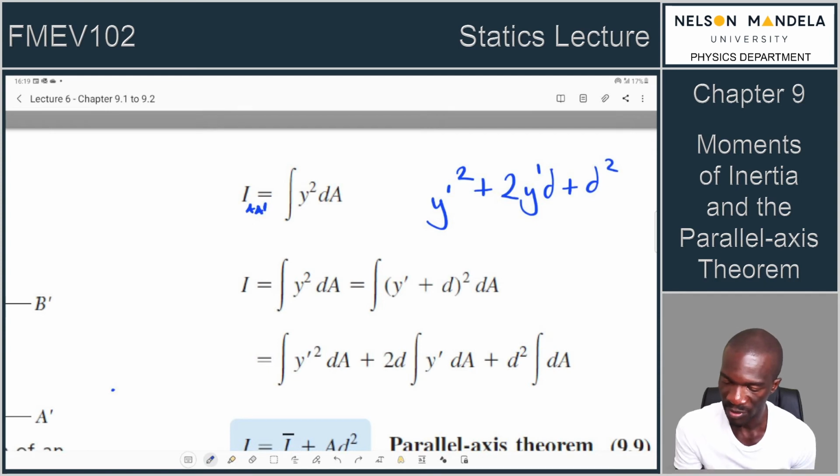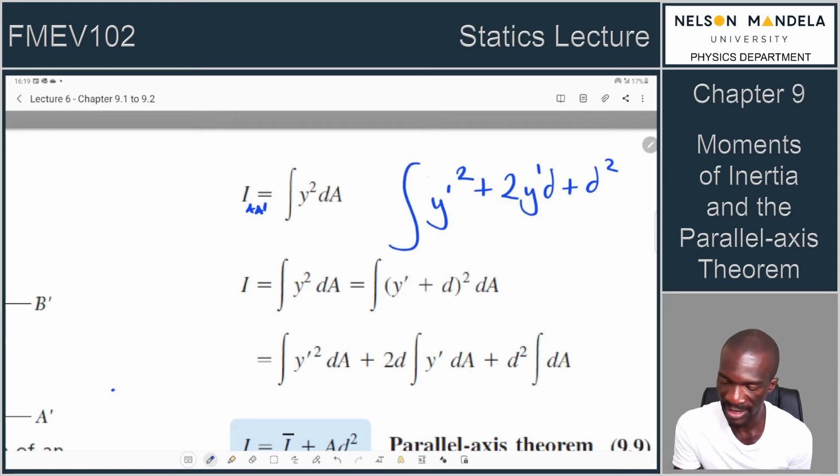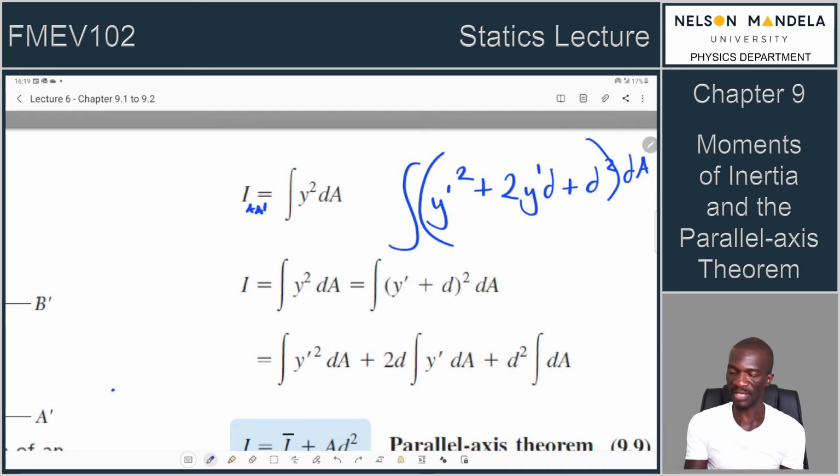Since this was multiplied by dA in an integral, we will just split the integrals. This is the first term, your y prime squared dA. Our second term is plus 2d y prime dA. d is a constant, so we pull it out of the integral sign because we are integrating everything with respect to A. And the last term is where we have the d squared out of the integral, and we only integrate dA.